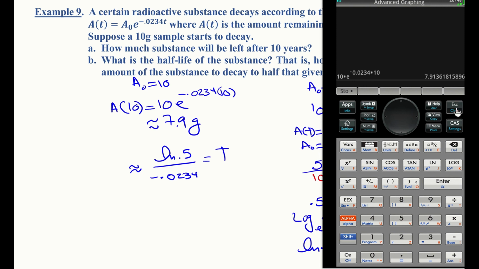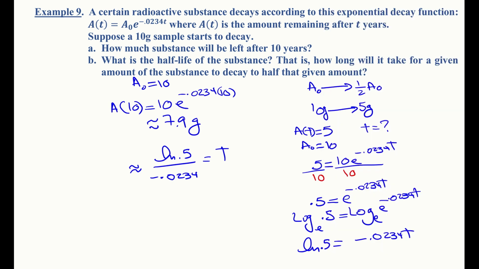All right, so here we'll go ahead and parenthesize the numerator. So we'll type in ln 0.5. We'll exit those parentheses and we'll type divided by negative 0.0234, and then we hit enter, and there it is. This substance is going to take 29.6 years approximately, so nearly 30 years to go from its initial amount to half its initial amount.